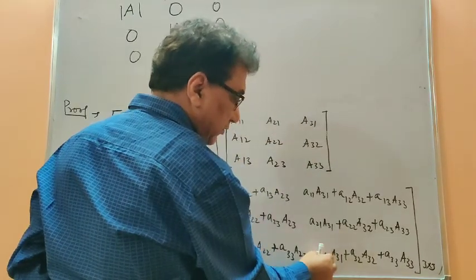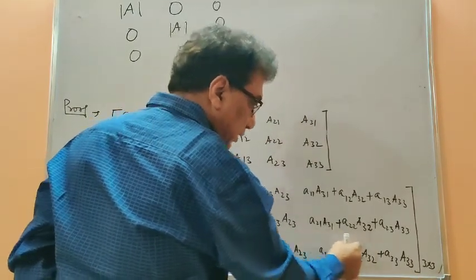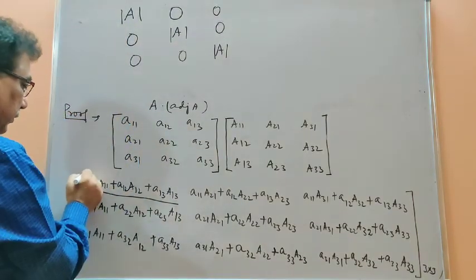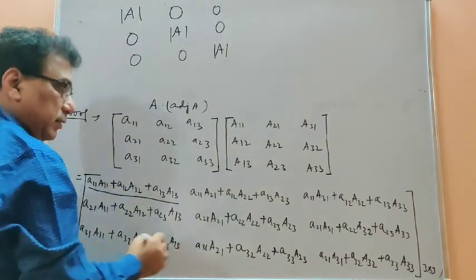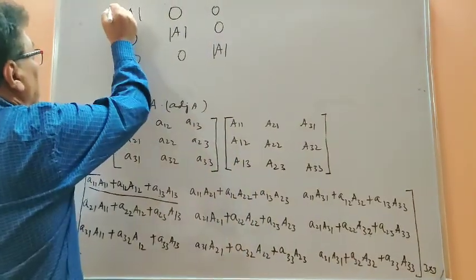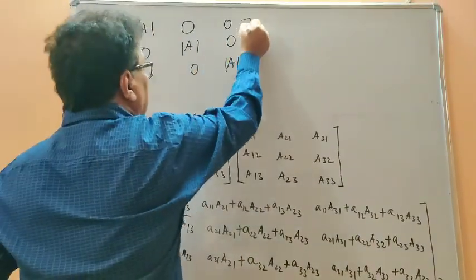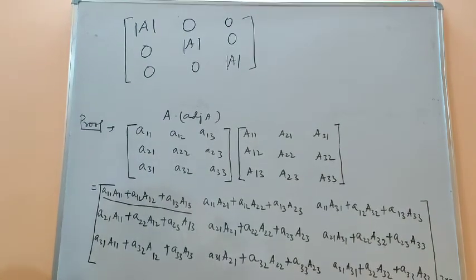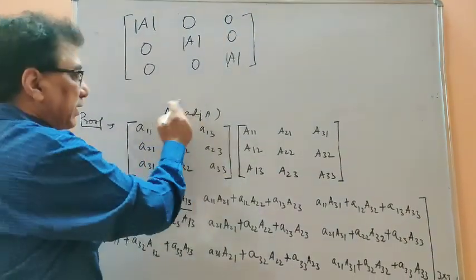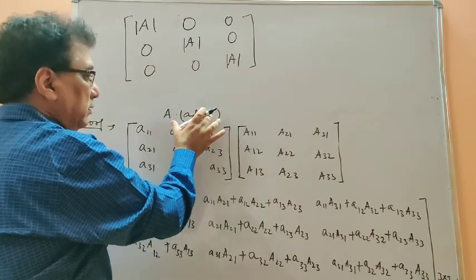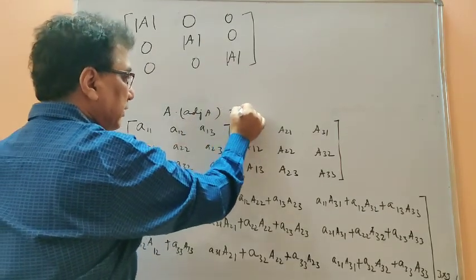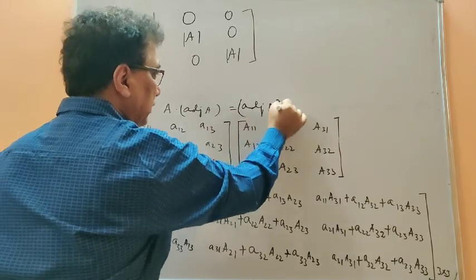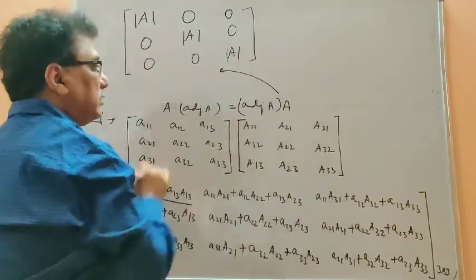So A31 stands for cofactor of A31 and similarly others. So this result is a matrix, not a determinant. This is the result of this multiplication, and we will get the same result when we multiply in reverse order. Adjoint A multiplied by A will also give you this result.